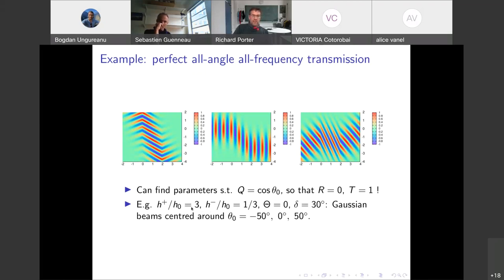If I take H plus to be 3, so that's a sunken pit, which is 3 times the outside depth, and H minus to be 1/3, so they go up through 1/3 of the depth on the plus side of things, and I take this to be thin barriers, and I take the angle of the rotation to be 30 degrees, then I get perfect transmission for all wave numbers and for all incident wave angles. And I've represented this here by sending in Gaussian beams. So these are weighted integrals over all different wave angles centered around minus 50, 0 degrees and plus 50 degrees.